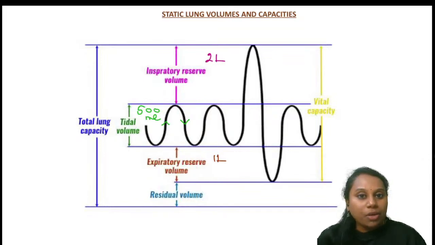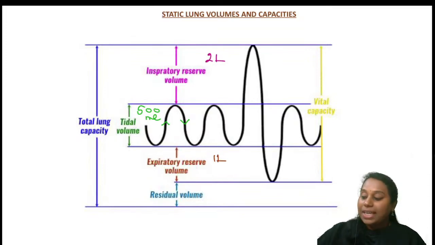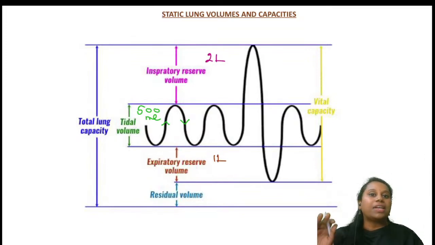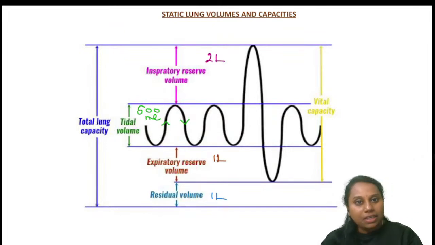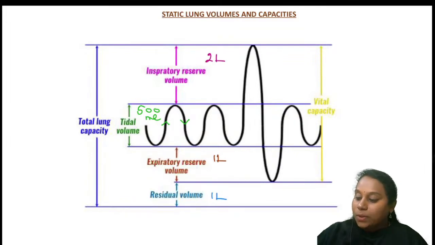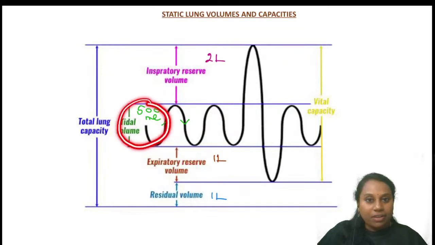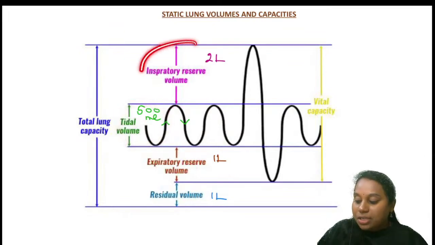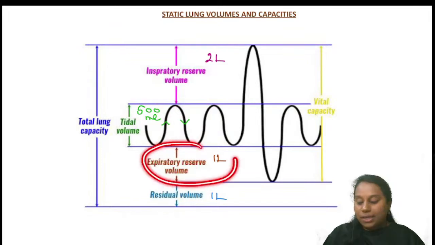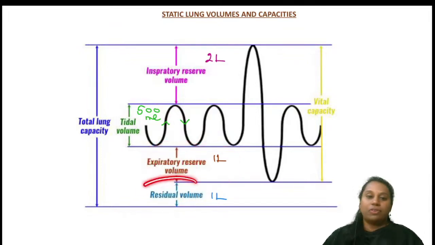What has happened to the remaining 1 liter? It didn't come out. It stayed inside your lung itself as a residue. So that is called residual volume, the remaining 1 liter, which didn't come out in your breathing cycle. It remained inside the lung as a residue. So these are the different lung volumes: tidal volume 500 ml, inspiratory reserve volume 2 liters, expiratory reserve volume 1 liter, and residual volume 1 liter.